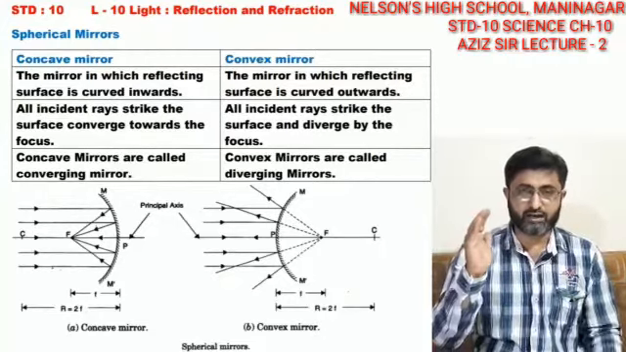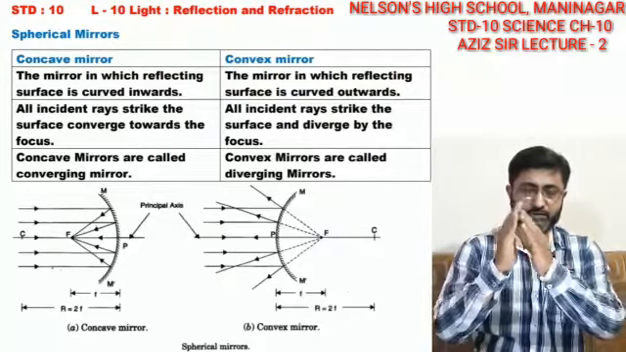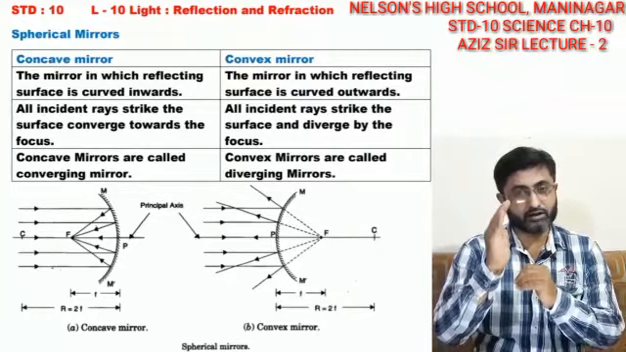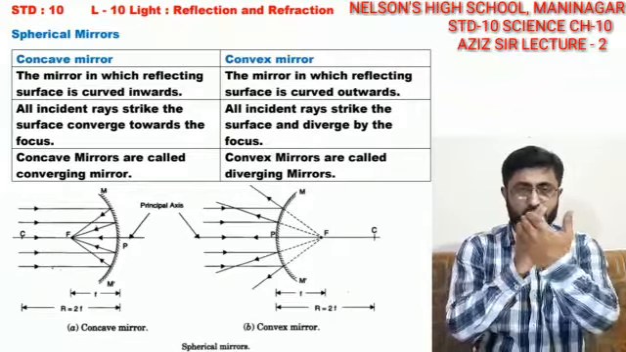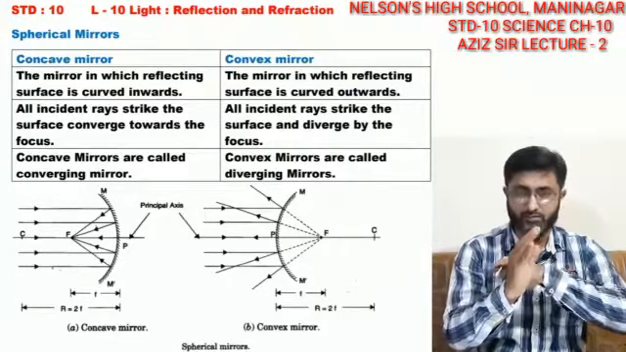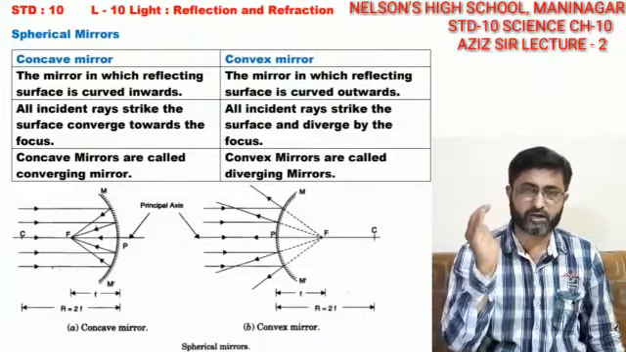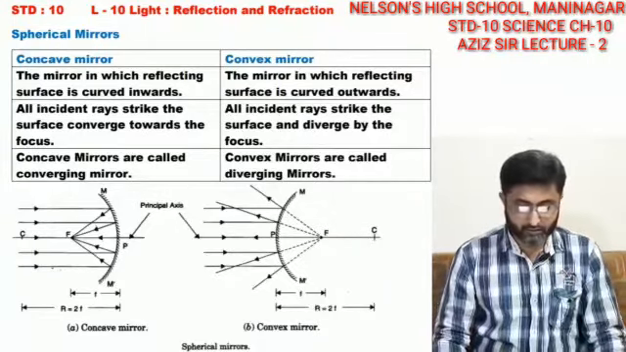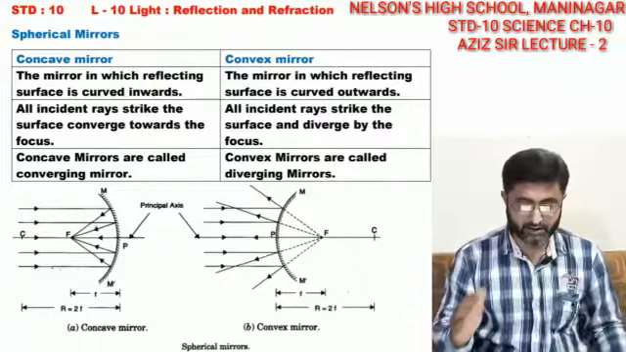You are able to see my hand holding a spoon. If you see the spoon, the inner surface of the spoon is shining. That can be called a concave mirror. And the outer surface of the spoon is called a convex mirror. So this inner surface which is shining in a curvature form is concave, and the outside one is convex. The mirror in which the reflecting surface is curved outwards is a convex mirror.